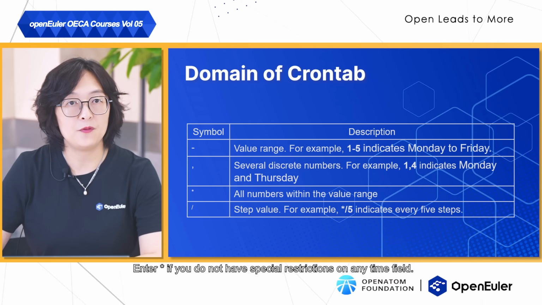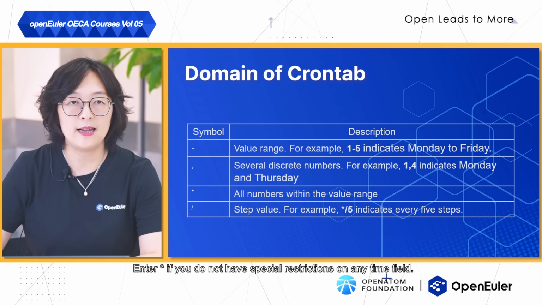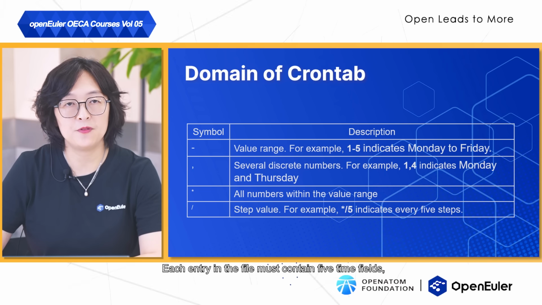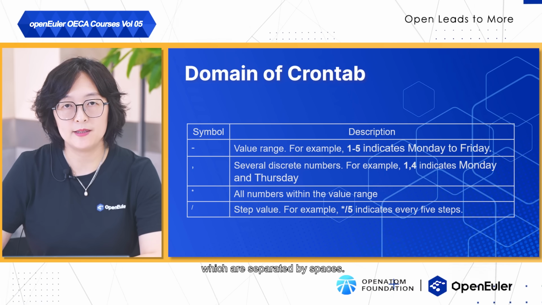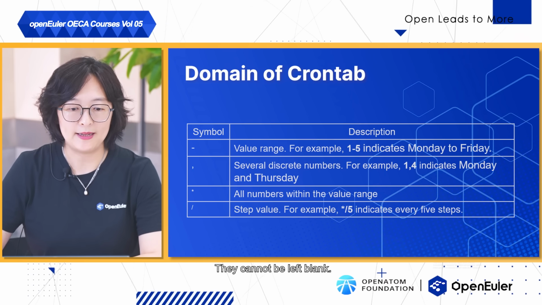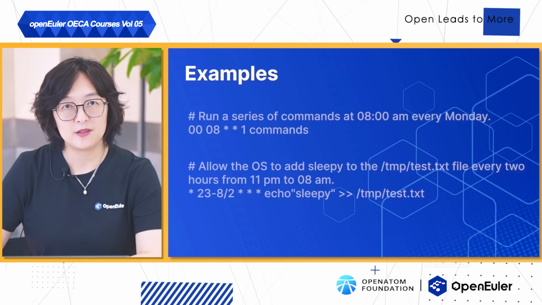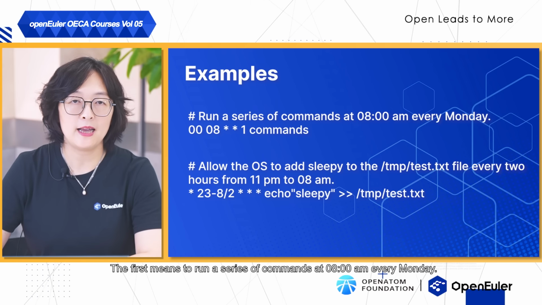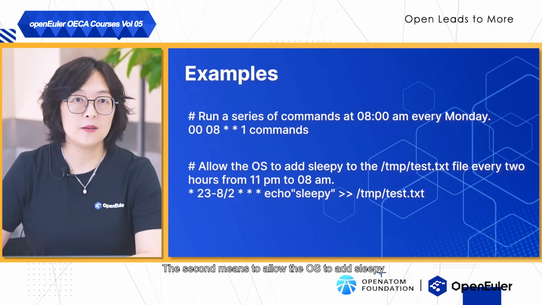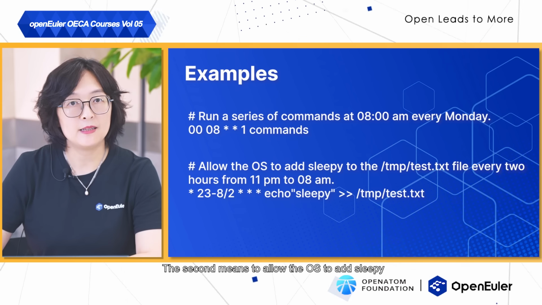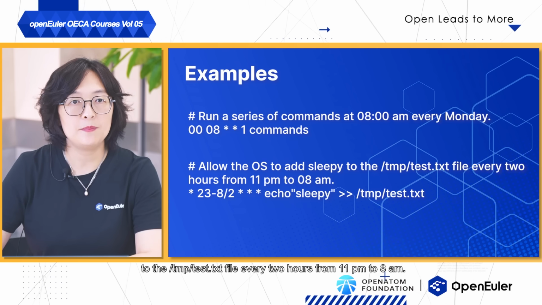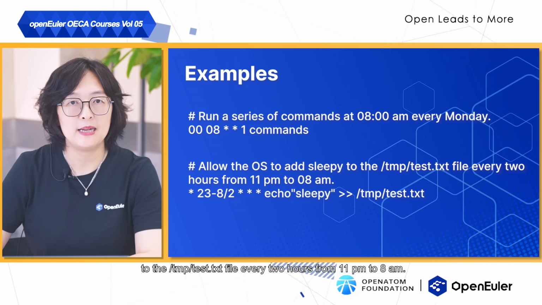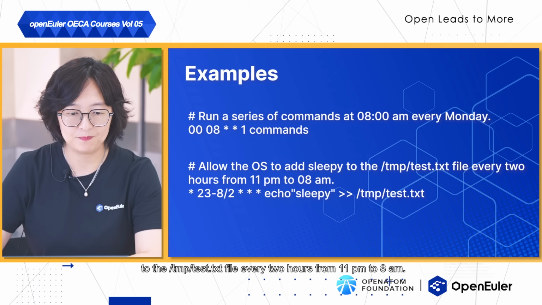Enter asterisk if you do not have special restrictions on any time field. Each entry in a file must contain 5 time fields, which are separated by spaces. They cannot be left blank. Here are 2 examples. The first means to run a series of commands at 8:00 a.m. every Monday. The second means to allow the OS to add sleepy to the temp test.txt text file every 2 hours from 11 p.m. to 8 a.m.